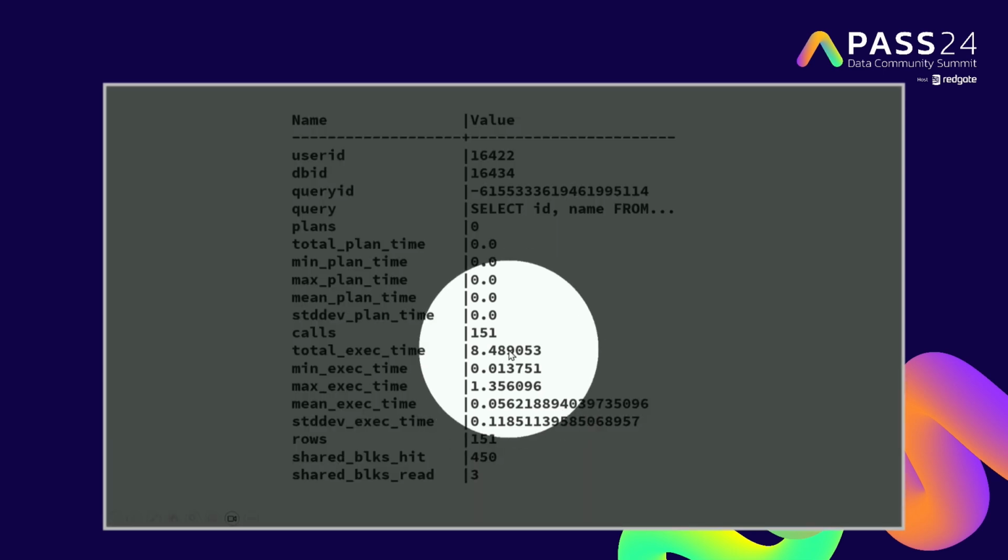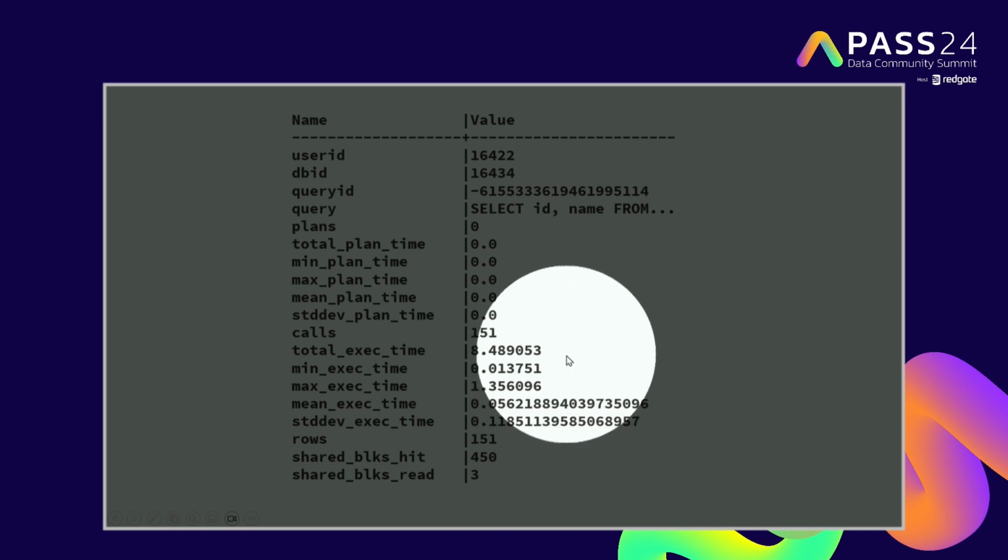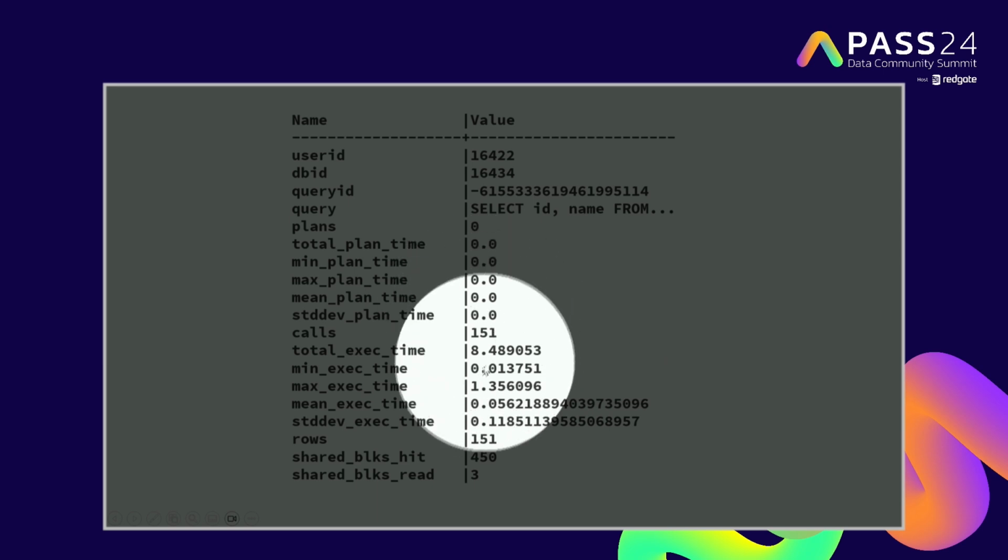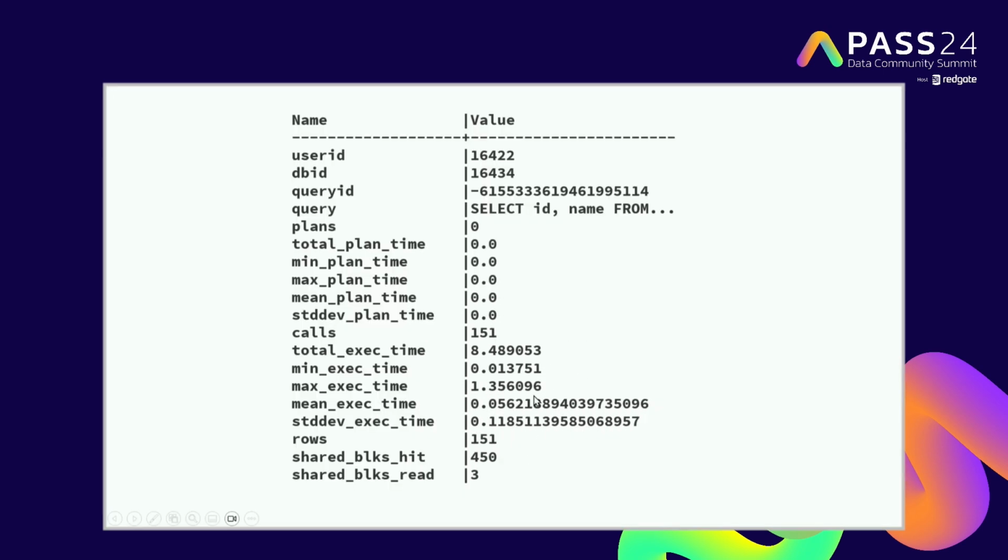But you can see that the total execution time for 151 calls is 8.4 milliseconds, right? So as we go, 1,000 calls, 10,000 calls, that number would go up. Then it has the min, the max, the standard deviation, the mean, and so forth.